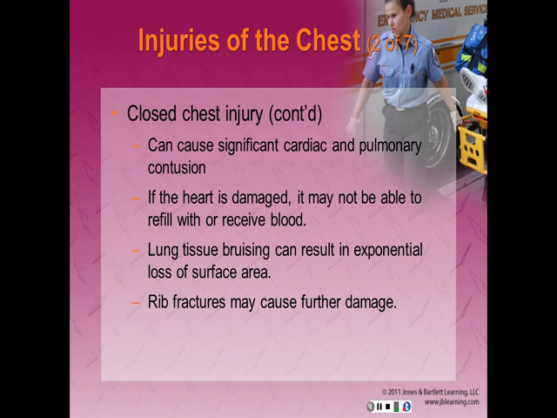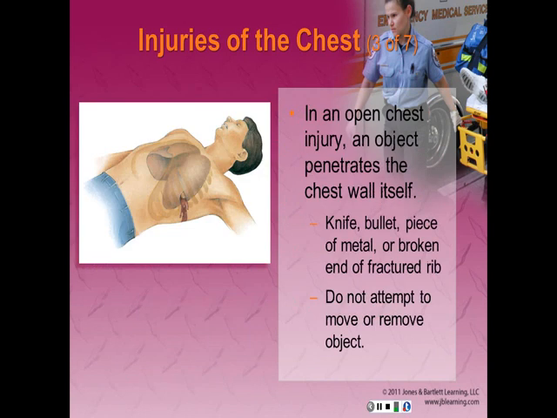Lung tissue bruising can result in exponential loss of surface area with decreased oxygen and carbon dioxide exchange, and this can cause hypoxic and hypercarbic states. Rib fractures can lacerate lung tissues and cause further vessel damage with every chest wall movement, and this can rapidly lead to hypovolemic shock.